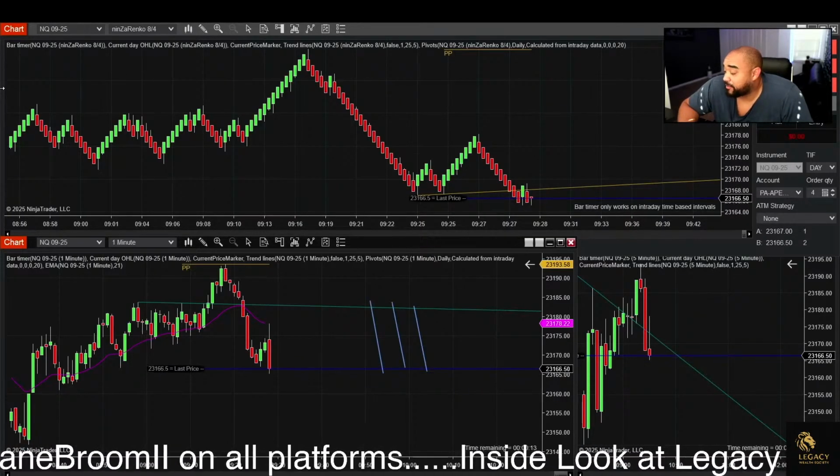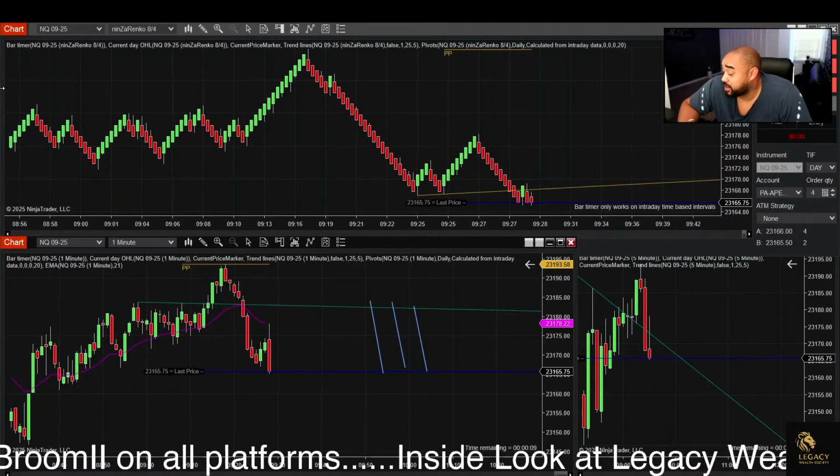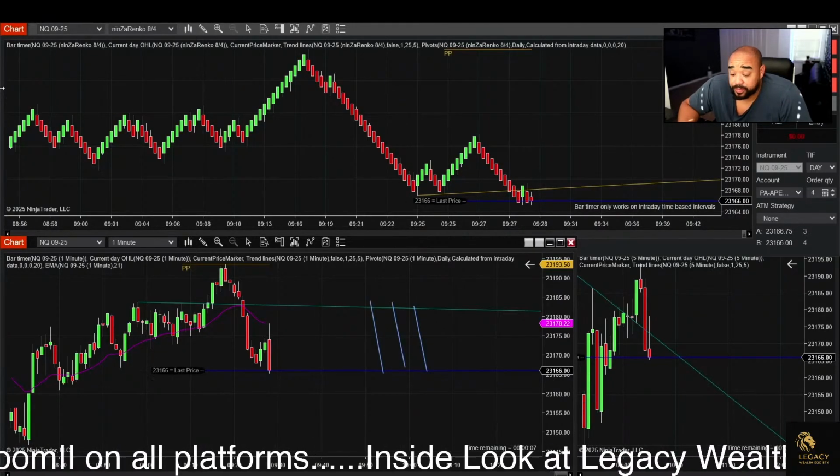Just got that bear flag on the 1 minute and the 2 minute right there. Looking at that, see a bear flag on the 3 minute too.